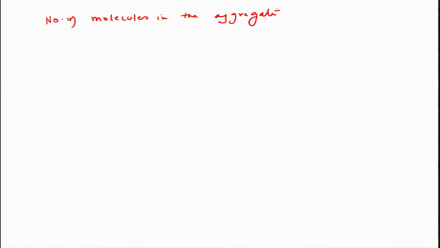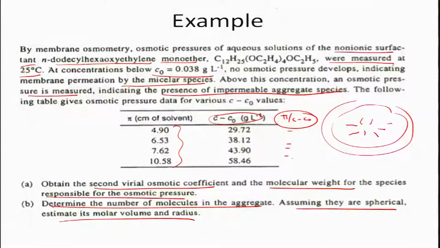That is the question. Now, let us look at this. Okay, so this is the non-ionic surfactant monomer. What is the molecular weight of this? This will turn out to be 390 gram per mole. Okay, 390 gram per mole.